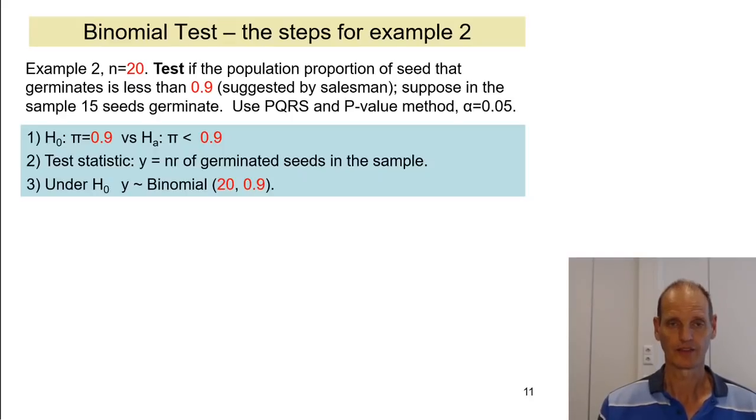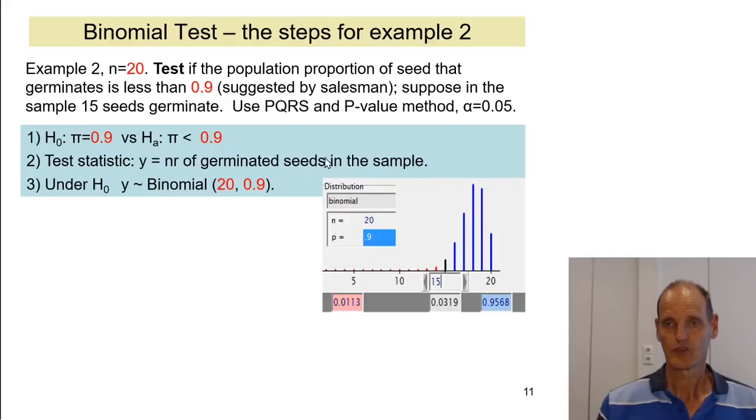Under HA is step 4. Under HA, y would tend to, well, where would it tend to? We see that pi is less than 0.9. Suppose it would only be 0.2. Then we would expect very few seeds to germinate. So under the HA, y would tend to smaller values.